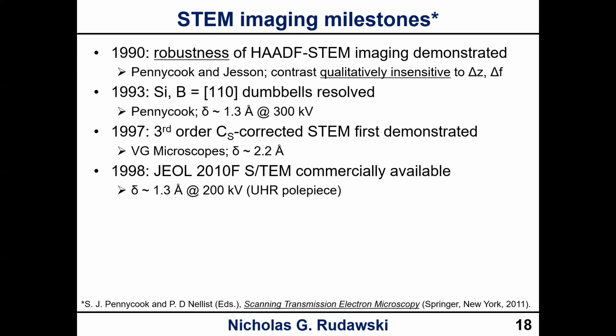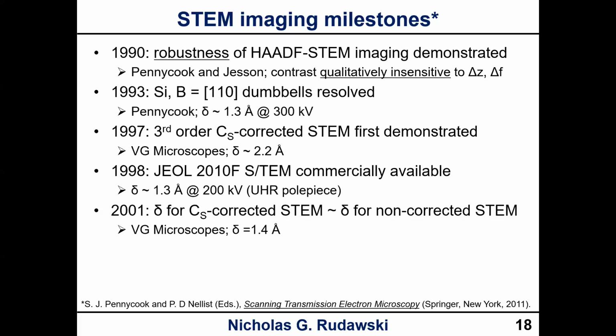1998, JEOL came out with the 2010 F-STEM, which became very popular and was commercially available. And depending on the pole piece you got, could have resolution as good as 1.3 angstroms in STEM mode at 200 kilovolts. In 2001, the resolution for CS-corrected STEM was about equal to that for non-corrected STEM. Okay, so at that point, you would think, well, that would kind of be the launching point for CS-corrected STEM to overtake non-corrected STEM, and that's indeed exactly what happened.